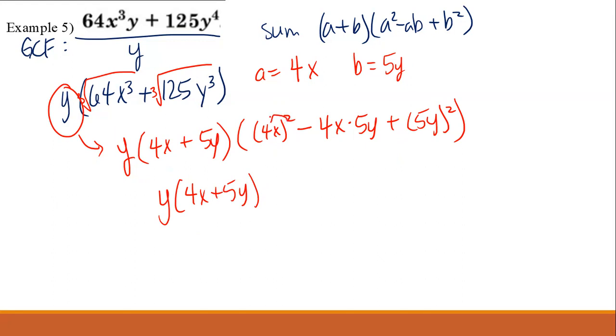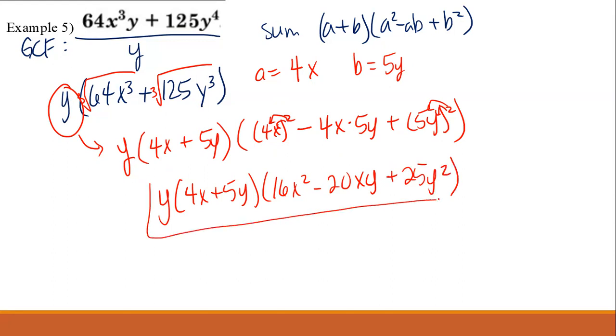And remember, make sure you distribute your power. So we have 16x squared minus 20xy, distribute your power, plus 25y squared. And that is the full factor. Okay? How do we feel about part C?